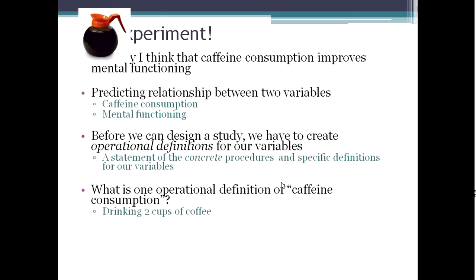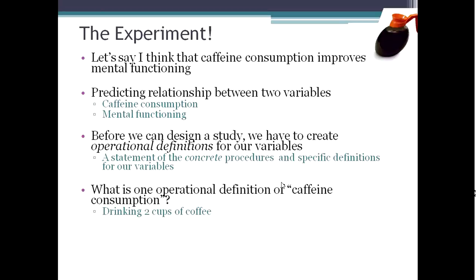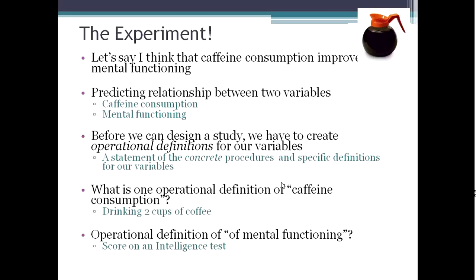So an operational definition for caffeine consumption could be drinking 2 cups of coffee. Right, so for the purposes of this example, we'll define caffeine consumption as drinking 2 cups of coffee. And for mental functioning, we will operationally define this as a score on an intelligence test. Now, if we were doing this experiment for real, we wouldn't just say on an intelligence test. We would say the blah, blah, blah section of the Wechsler intelligence test. We would be very specific about exactly what we are measuring for our operational definition for intelligence.